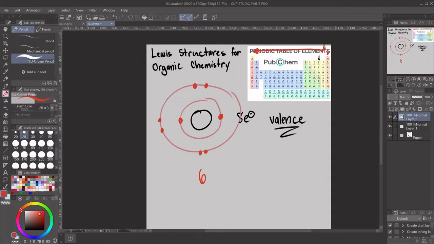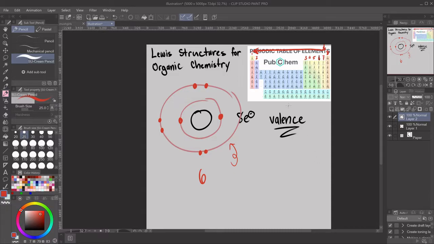So our noble gases will have 8 electrons. Our row here of halogens, which is fluorine, chlorine, bromine, iodine, etc., will have 7 valence electrons. This row here with oxygen will have 6. Nitrogen, 5, carbon 4, boron 3, beryllium 2, hydrogen, lithium 1. So this is a really quick rule of thumb to figure out how many valence electrons we have without going through this whole process right here.